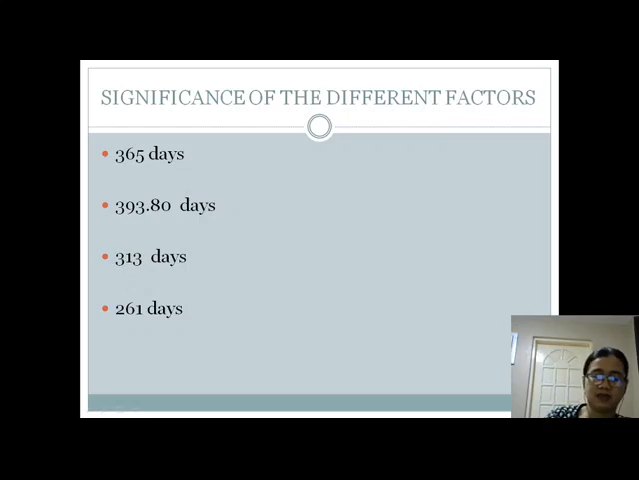Now, what is the significance of those different schemes, like the 365 days, the 393.80 days, 313 days, and 261 days as of the 2020 version of the Bureau of Working Conditions Manual? Why do you think it is important for us to know as a worker, as an HR practitioner later on? But I think all workers, all employees should know what are those different schemes or factors being used in different businesses.